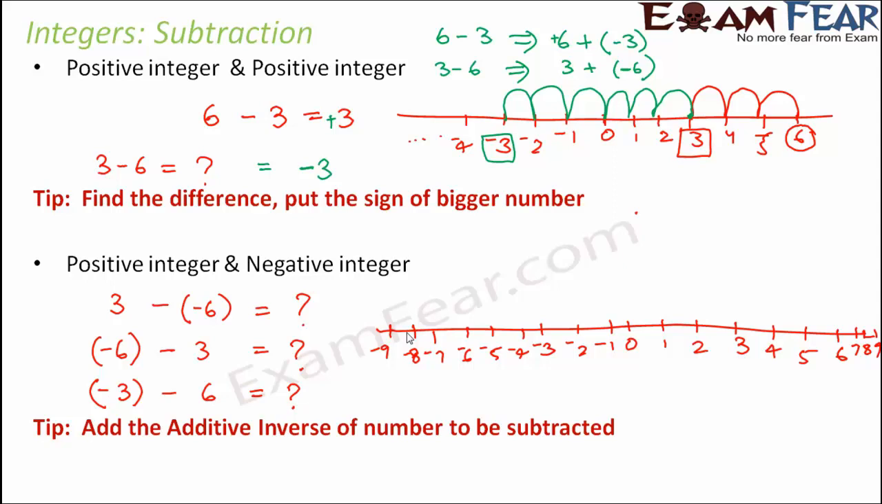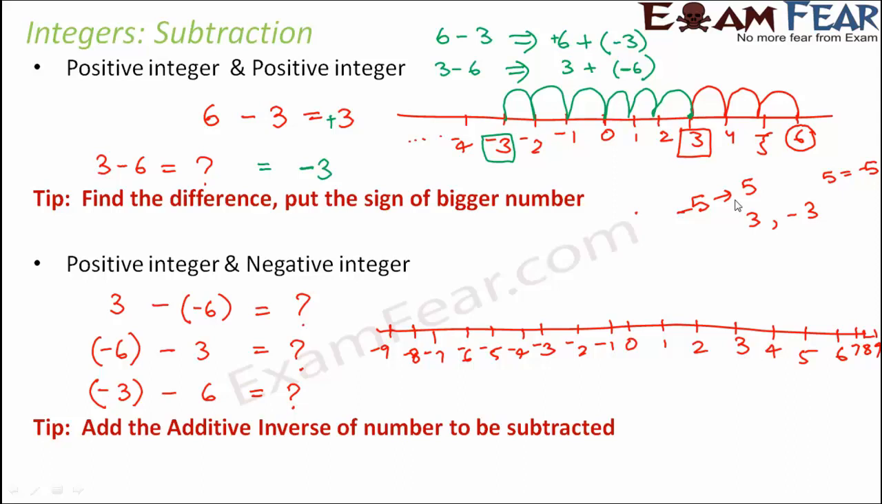Whenever we subtract a number, subtracting a number always means adding its additive inverse. What is additive inverse? For example, if you have a number 3, the additive inverse of 3 is minus 3. The additive inverse of 5 is minus 5. The additive inverse of minus 5 is 5. So basically, the additive inverse of a number is the same number with the opposite sign. If the number was negative, its additive inverse will be positive.